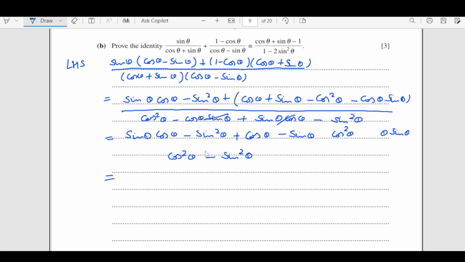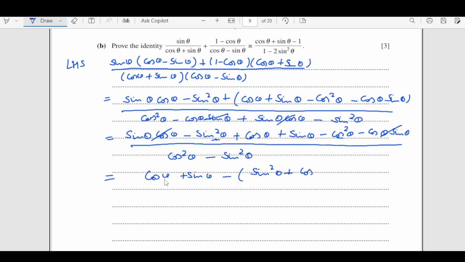Sine theta cos theta minus sine square theta plus cos theta, this is going to be plus sine theta minus cos square theta minus cos theta sine theta over the denominator, this one, right? So now sine theta cos theta, this is cancelled, and here we have cos theta. Now this one here I am writing first, cos theta and sine theta. So this is cos theta plus sine theta, then we have minus, taking the minus sign outside, sine square theta plus cos square theta.